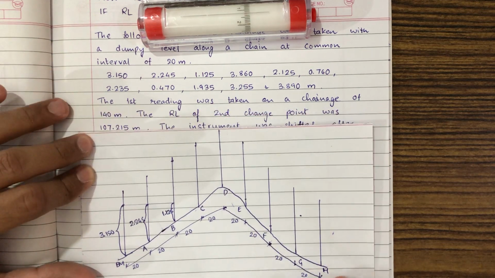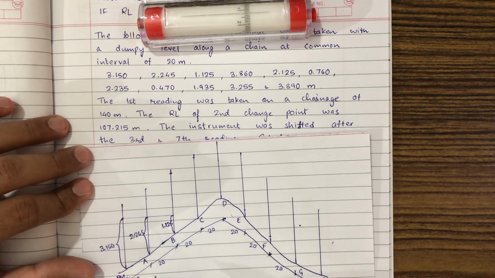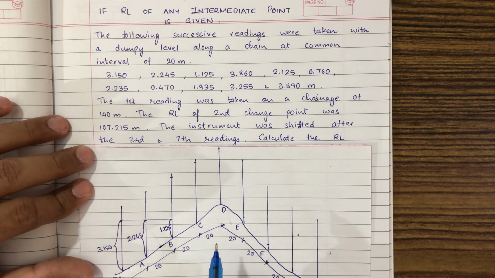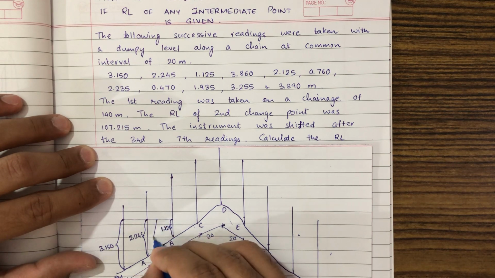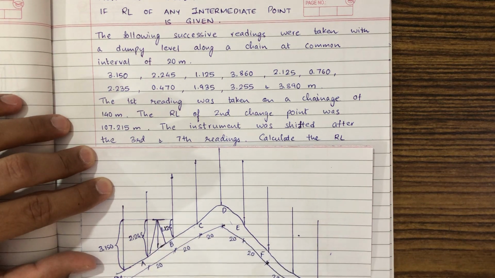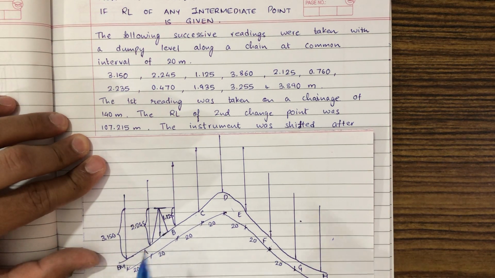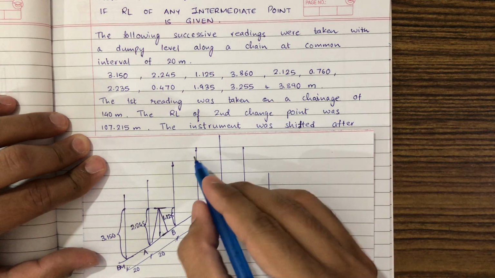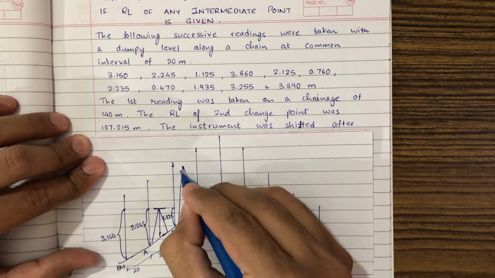Okay. Now it is saying the instrument was shifted after the third and seventh reading. So after taking the third reading, the instrument shifted its position. Suppose the instrument is placed over here. This is the first setup. The instrument is placed over here. Now from here, after taking the first, second and third reading, after the third reading, the instrument changed its position. So suppose this is the new position of the instrument.